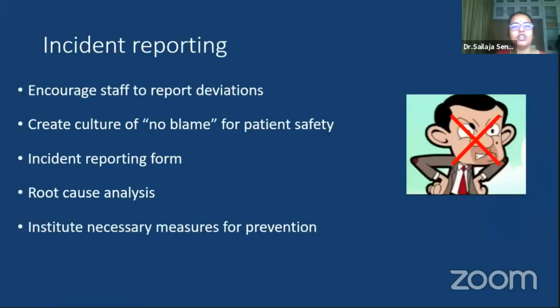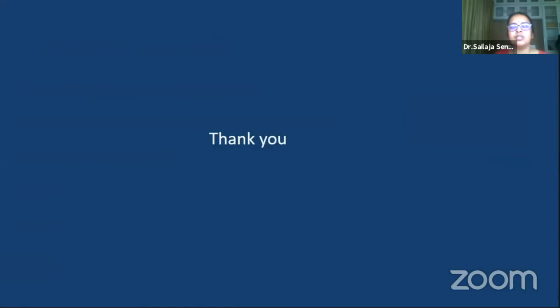So despite all the precautions, deviations or accidents happen. So encourage the staff to report the deviations, create a culture of no blame, have an incident reporting form, do a root cause analysis, and institute measures for prevention wherever needed. So this whole thing is a teamwork, and having protocols in place will make things easier for us and surgery safer. Thank you.